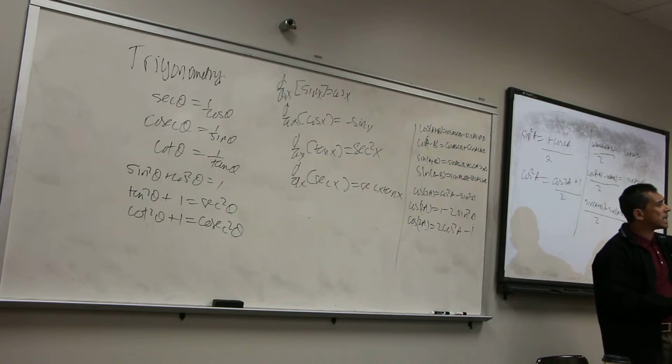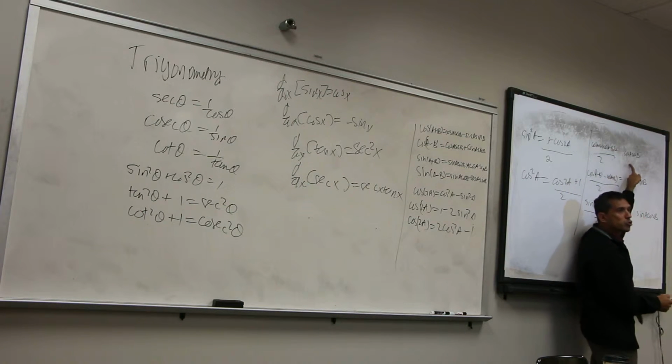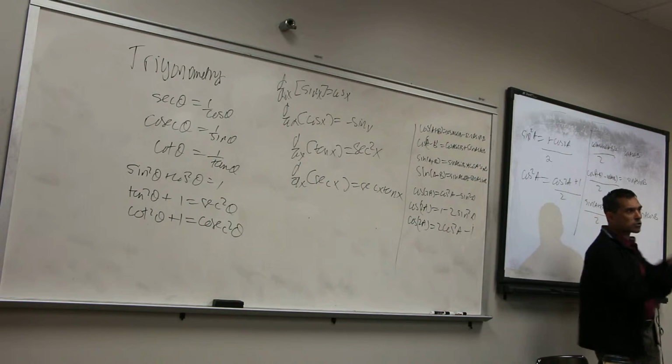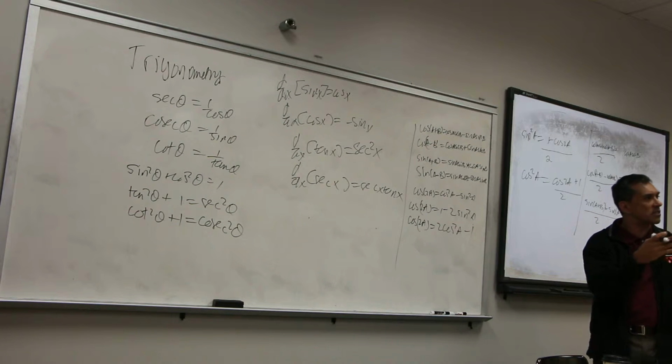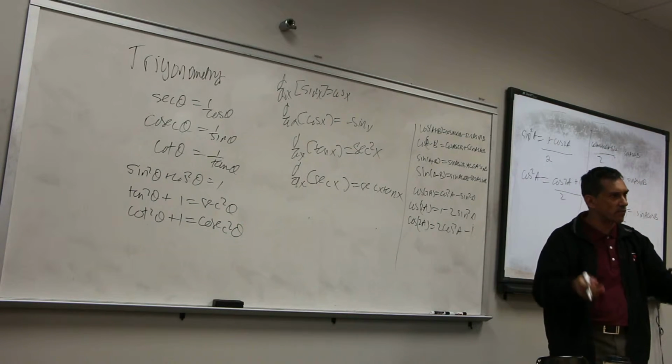And we call these the product to sum formulas. That is to say, how to convert a product of two trigonometric functions into a sum of two trigonometric functions.